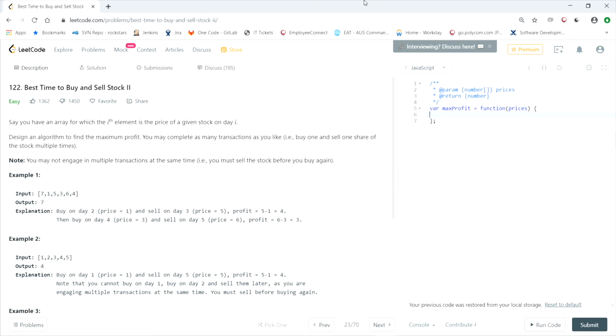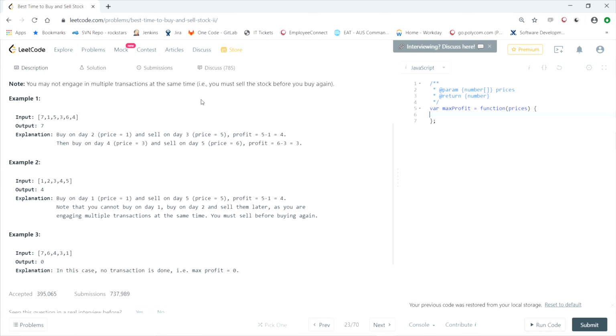Alright, this LeetCode question is called Best Time to Buy and Sell Stock 2. It says, say you have an array for which the ith element is the price of a given stock on day i. Design an algorithm to find the maximum profit. You may complete as many transactions as you like. You may not engage in multiple transactions at the same time. You must sell the stock before you buy again.